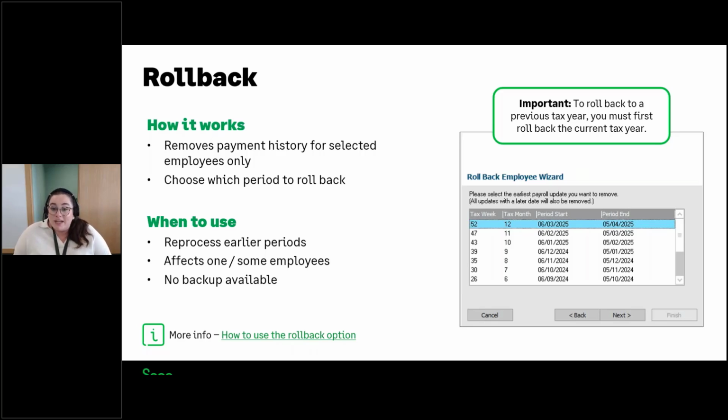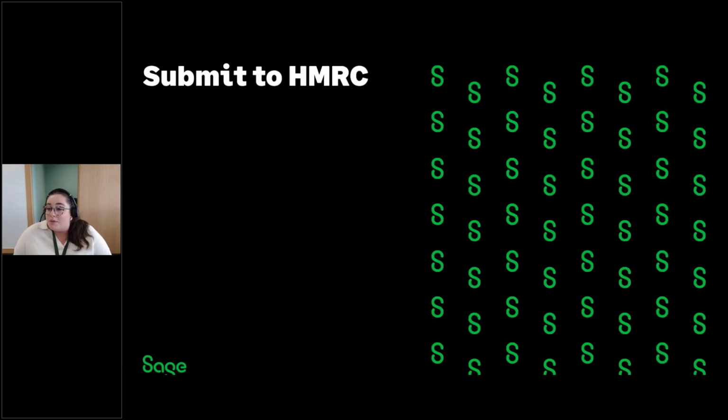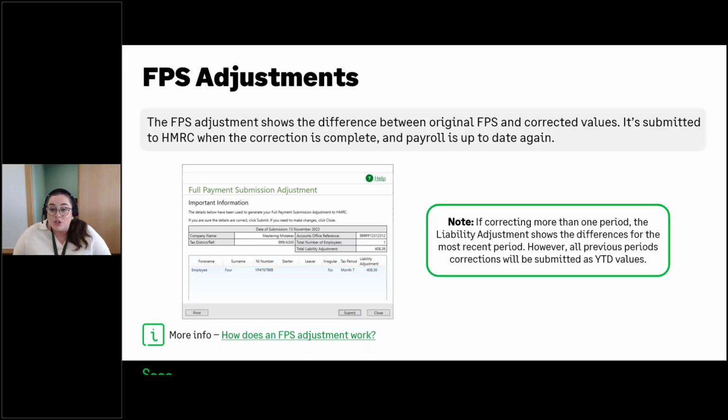But let's look at submitting to HMRC then. There are two submissions that I'd like to talk about. The first one you've probably come across before. This is just called an FPS adjustment. The FPS adjustment is going to be submitted to HMRC to inform them of the difference between an original FPS and the corrected values, and it's submitted once all of the correction is complete and payroll's completely back up to date again.